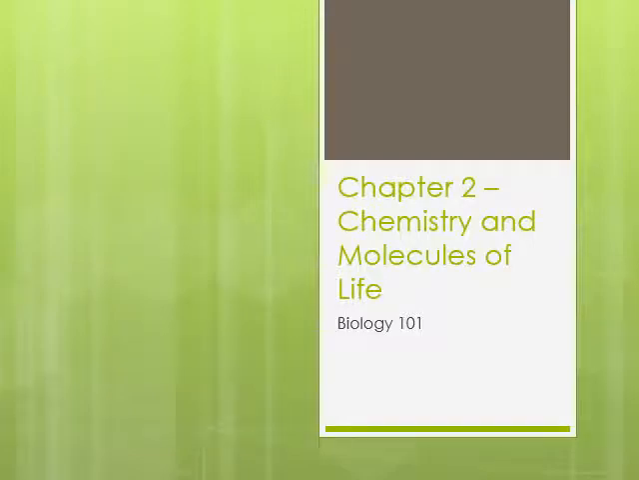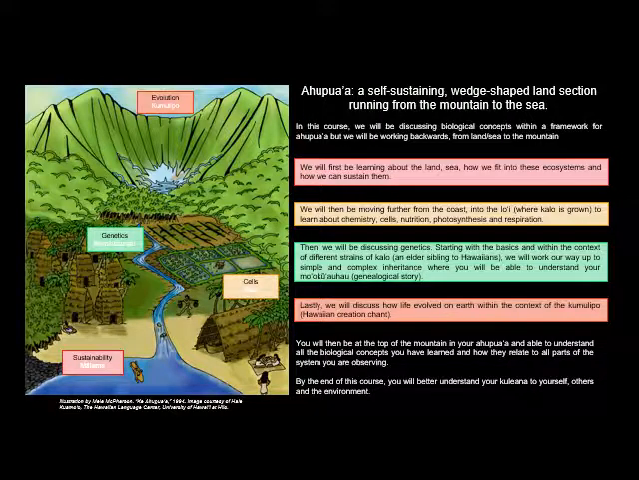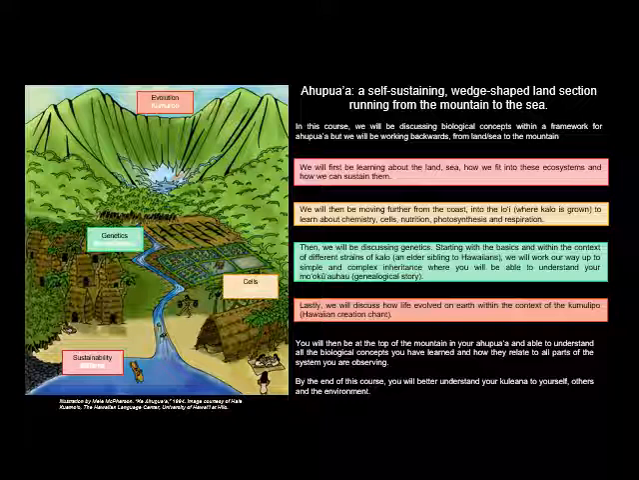Here we go on chapter 2, going over chemistry and molecules of life. So just to give you an idea of where we are in the class, going back to our intro PowerPoint, we're starting unit 2. We've gone from sustainability, and our word was malama, and now we're moving into the cells part of the class. So we're moving into the kalo patch or the lo'i.